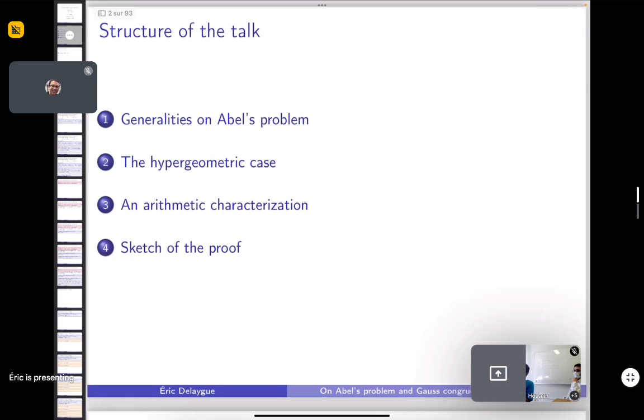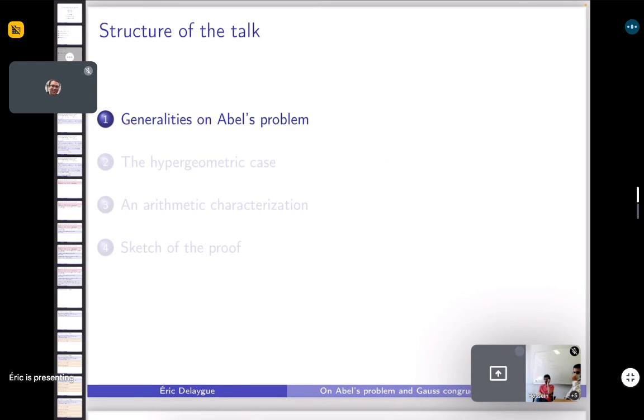So the structure of the talk is the following. First, I will say some generalities on Abel's problem, which concern, in fact, differential equations of order 1 with an algebraic function as coefficient. And we want to know when the solution is algebraic. Then I will focus on the hypergeometric case and speak about Golyshev's prediction in this case. I will give an arithmetic characterization of Abel's problem in terms of congruences. And then I will give a sketch of the proof of the main criterion.